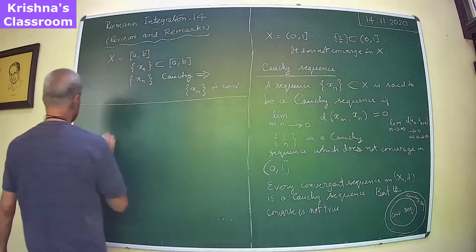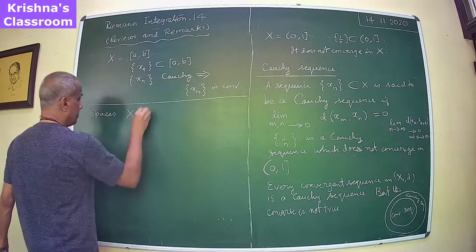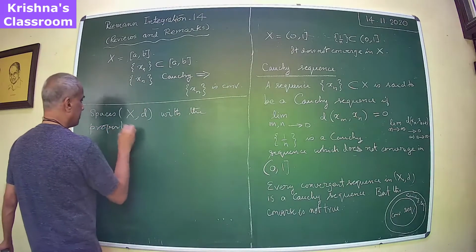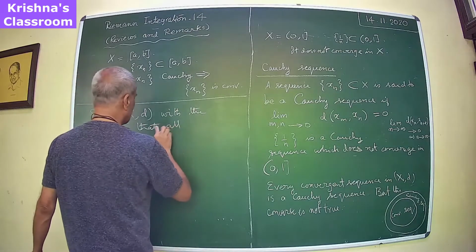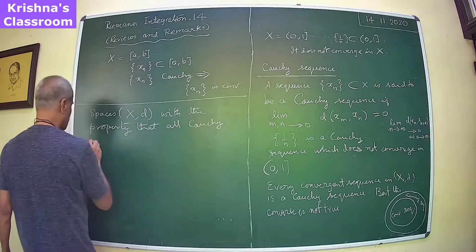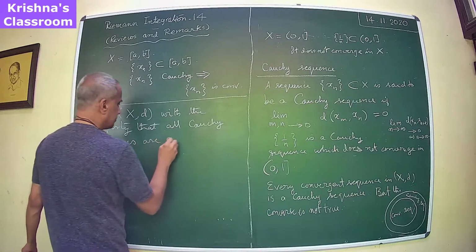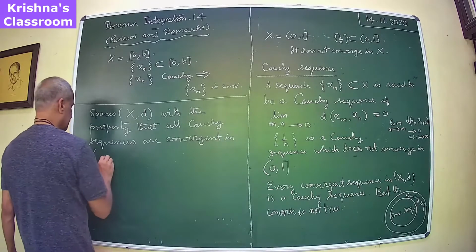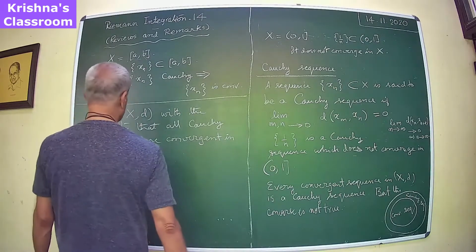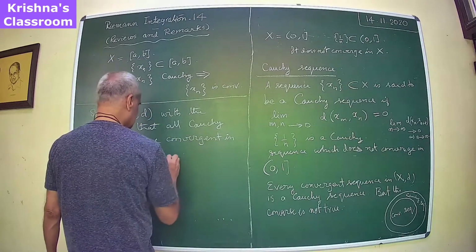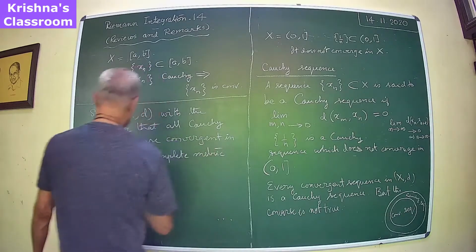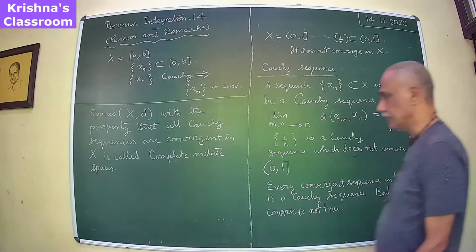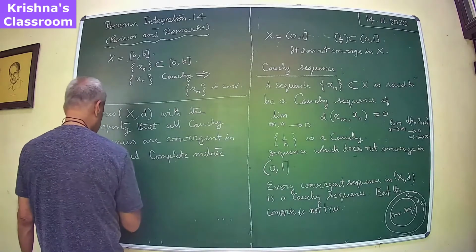Such spaces are called complete spaces, with the property that all Cauchy sequences are convergent. Therefore, you see that the whole of R is a complete metric space. So R is complete.